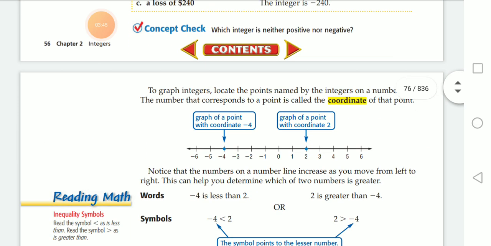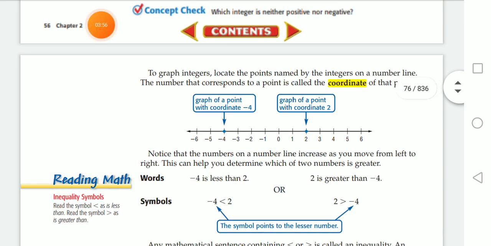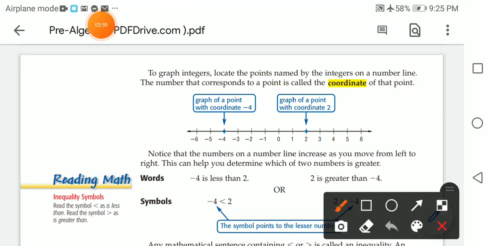To graph integers, locate the points named by the integers on a number line. The number that corresponds to a point is called the coordinate of the point. As you see here, we have the graph of a point with coordinate -4. Graph of a point with a coordinate of 2. Note that the numbers on a number line increase as you move from left to right. This can help you to determine which of two numbers is greater.